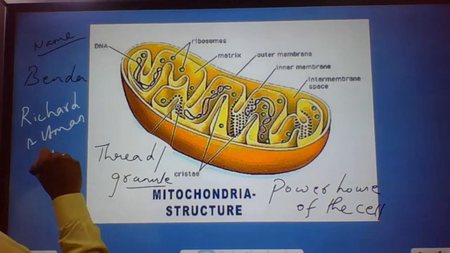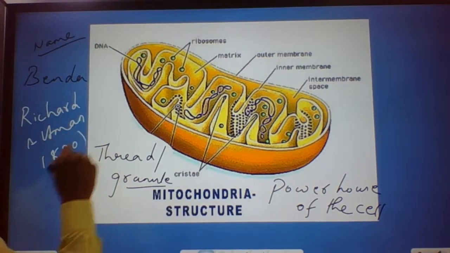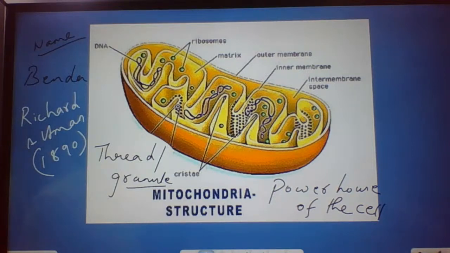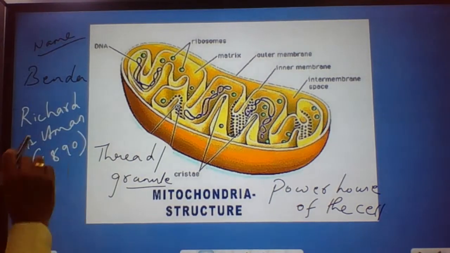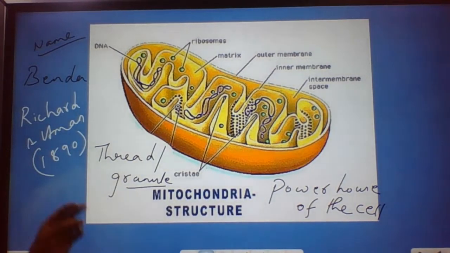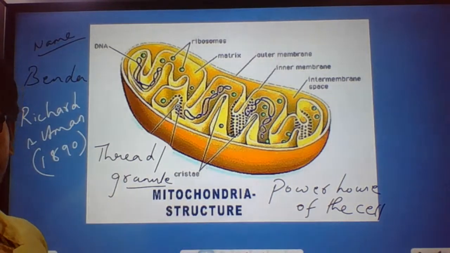Richard Altman, in the year 1890. So even before Kolliker, you could see a person named Richard Altman, and only then comes Kolliker. Richard Altman first discovered it, and only afterwards came the confirmation of the mitochondria, which was made by Kolliker. The first credit goes to the person named Altman.